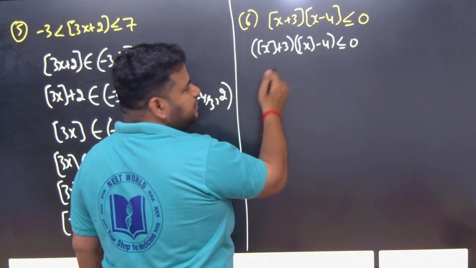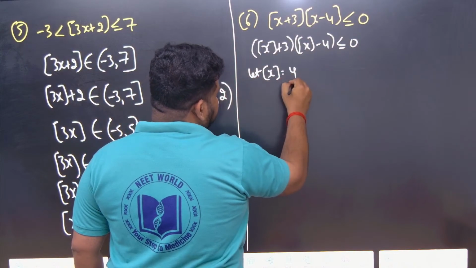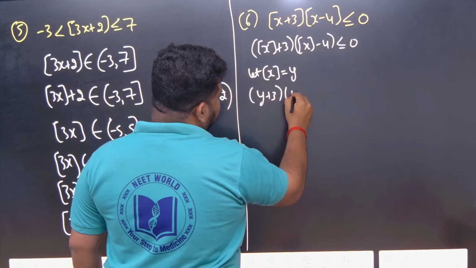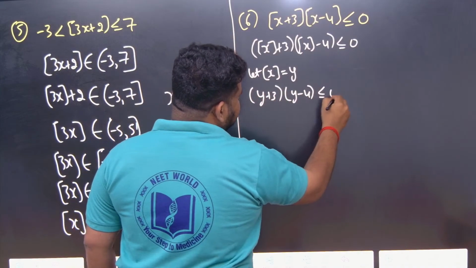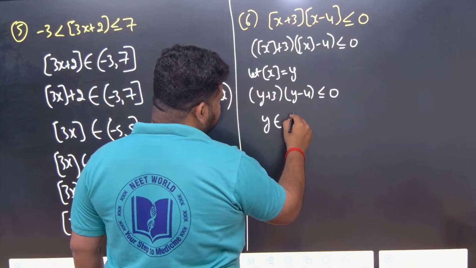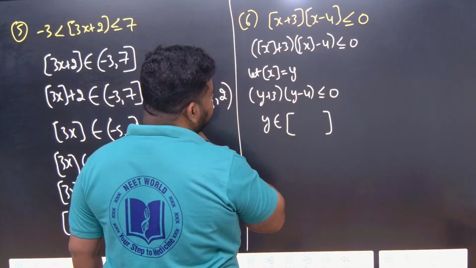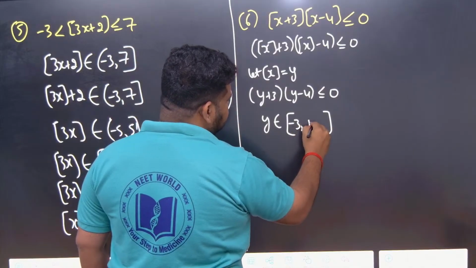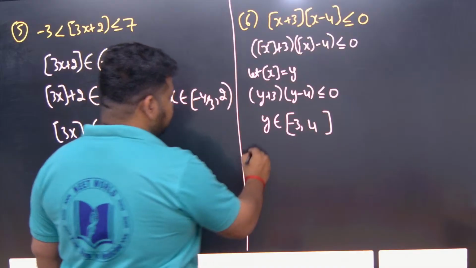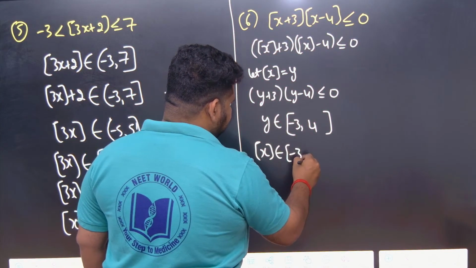Instead of doing it directly, let the step of x be equal to y. So this will become y plus 3 into y minus 4 is less than or equal to 0. So by the Weber method, directly I can write this as: this belongs to the closed interval, because it is less than or equal to. What it becomes? Closed interval minus 3 comma 4. So the step of x belongs to the closed interval minus 3 comma 4.